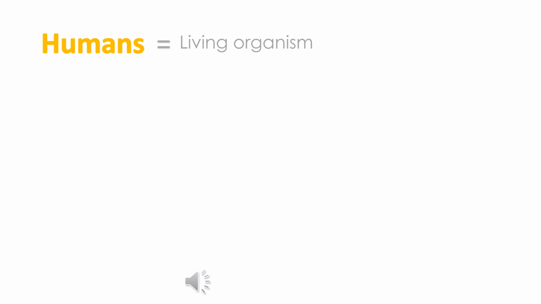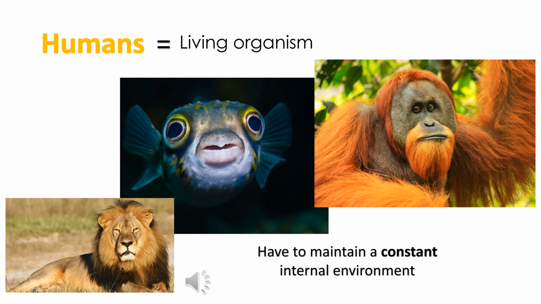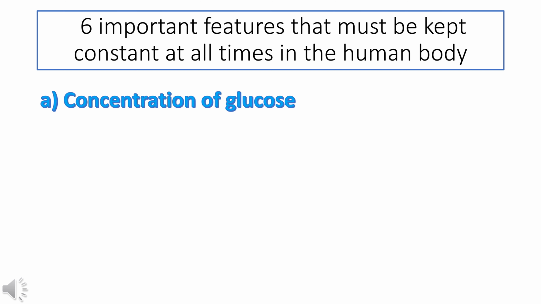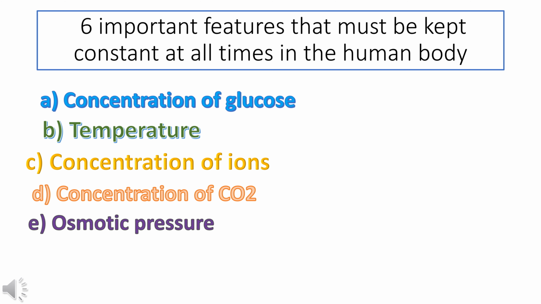Humans, as all other living organisms, have to maintain a constant internal environment. There are 6 important features that must be kept constant at all times in the human body. A. Concentration of glucose. B. Internal temperature. C. Concentrations of various ions such as potassium and sodium. D. The concentration of dissolved carbon dioxide in the blood. E. The osmotic pressure. And F. The pH of the blood.